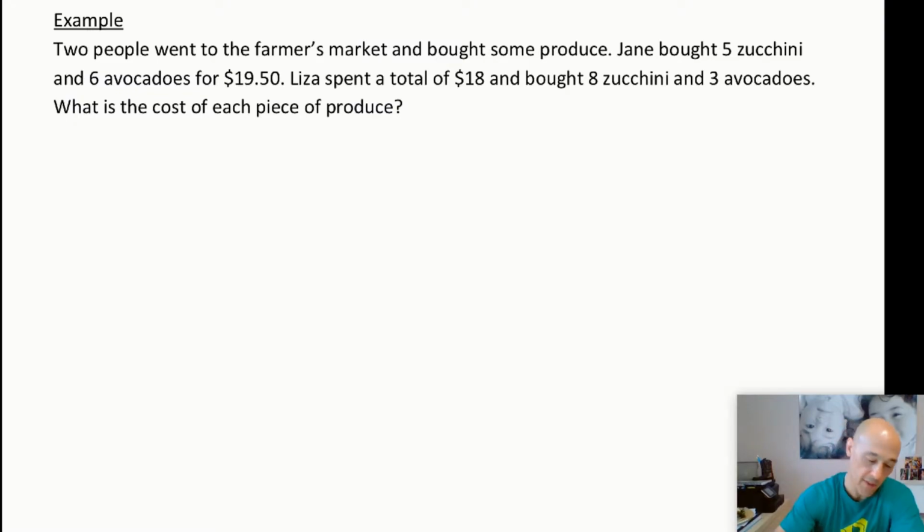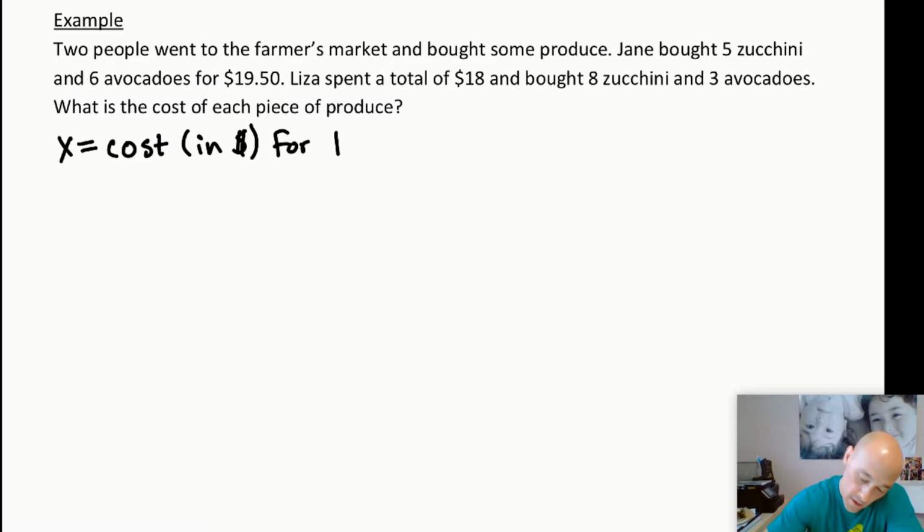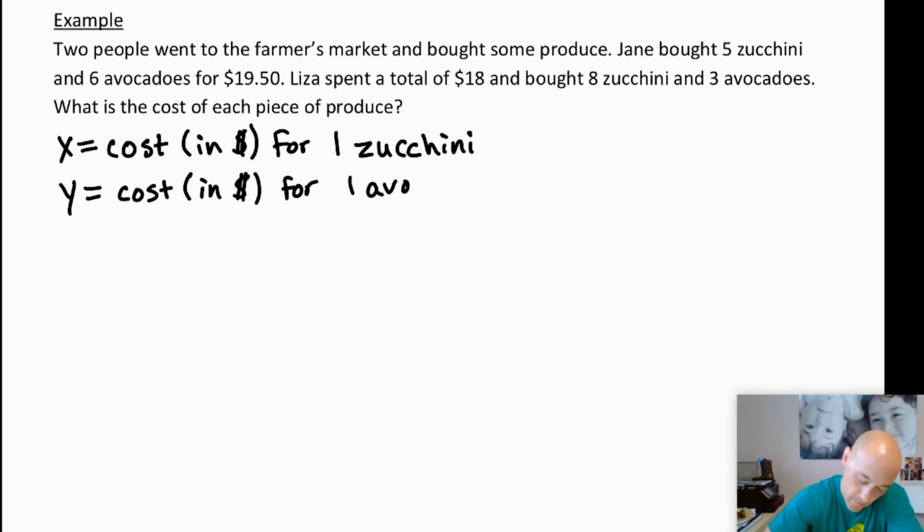Now we're going to define the variables. I'm going to use X to represent the cost in dollars for 1 zucchini. And I'm going to use Y to represent the cost in dollars for 1 avocado.